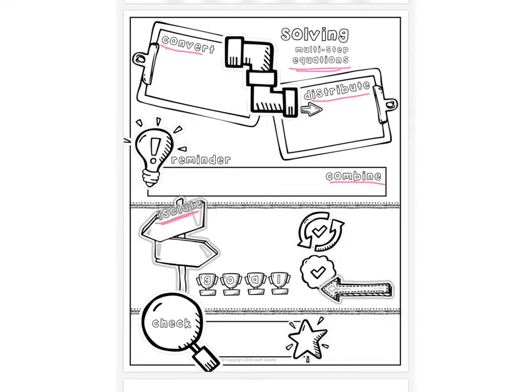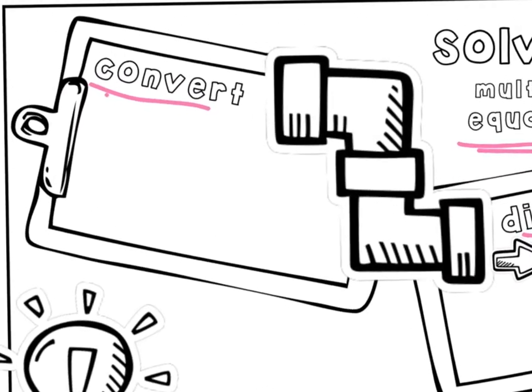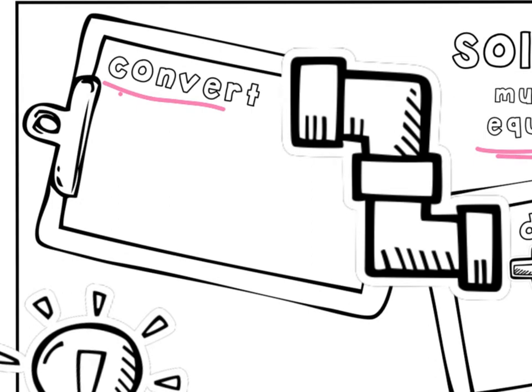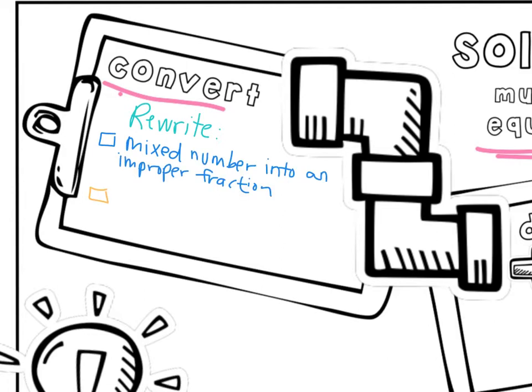Let's go ahead and zoom in and put a few notes in the converting box. We may want to consider rewriting some things, so I'm going to show you what to rewrite. Anytime we have a fraction or if we have a mixed number, we want to rewrite a mixed number into an improper fraction. Also, when we're looking at fractions, we may want to consider finding a common denominator or change our fractions into decimals, whatever you're more comfortable with.